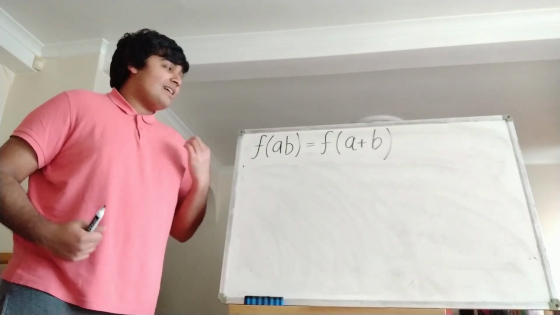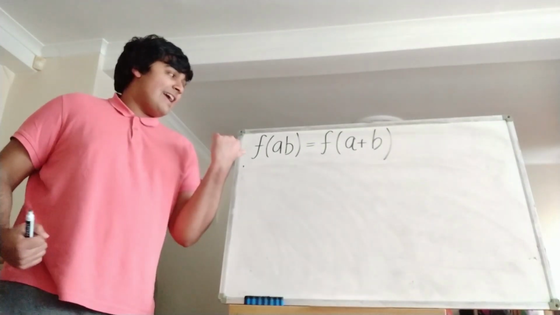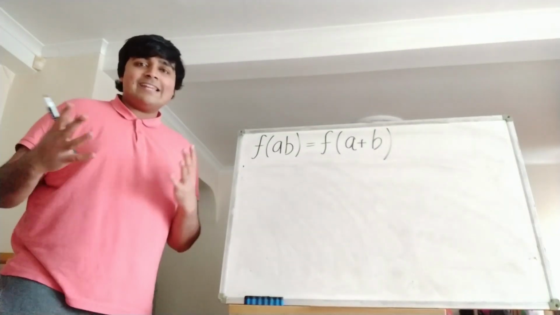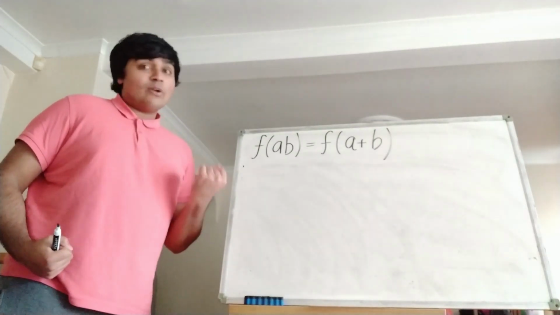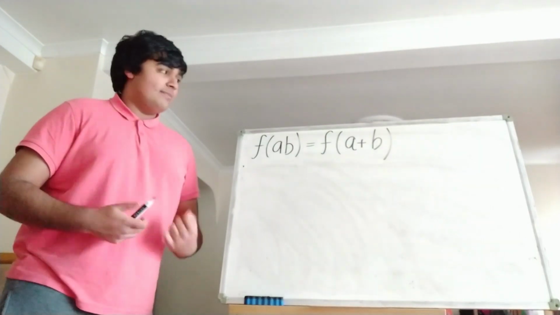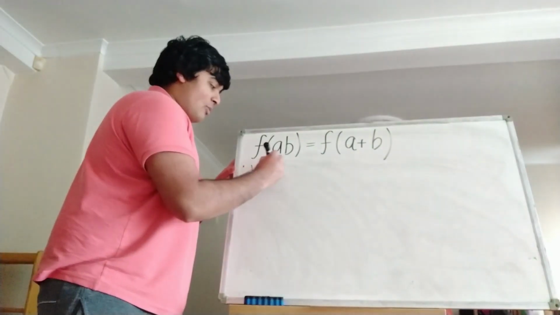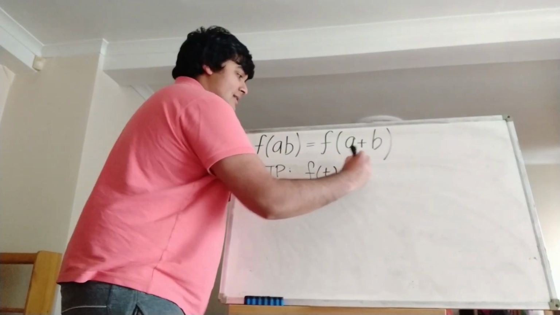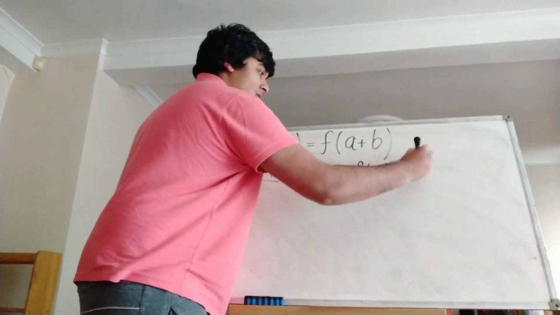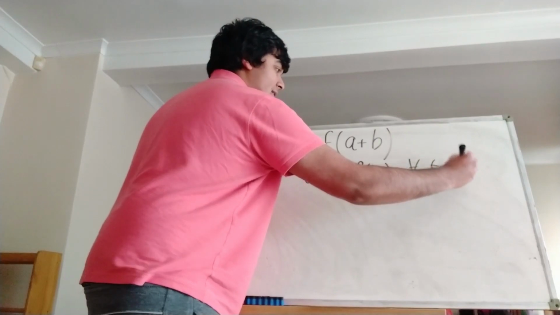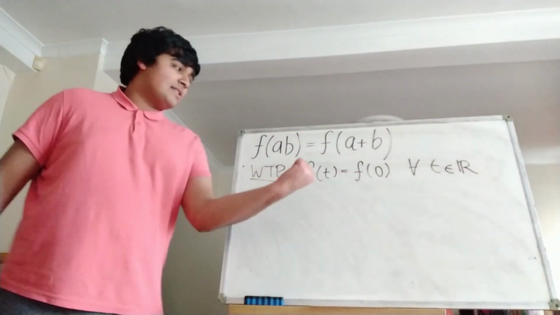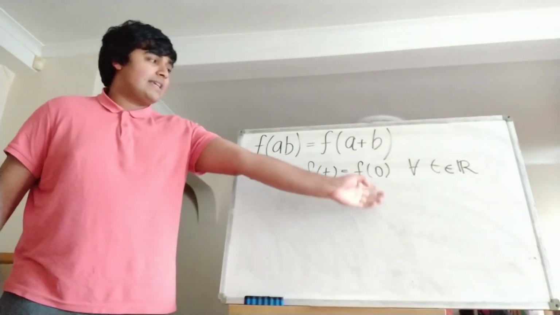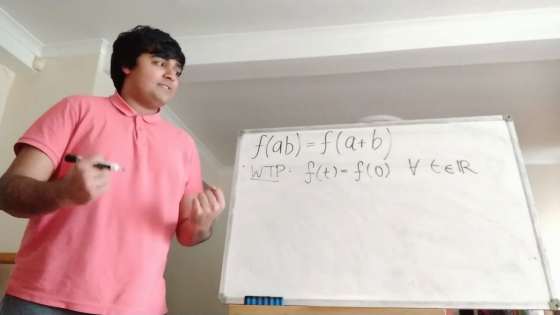So the way I'm going to prove that is show that if we have a function f which satisfies this property, f of ab equals f of a plus b, for any irrational a and b, then it follows that f must be constant. The thing I want to prove is that f of t is equal to f of 0 for all real values of t. Obviously if I can prove this, then it's quite obvious that f is a constant function, taking whatever value we prescribe to f of 0.